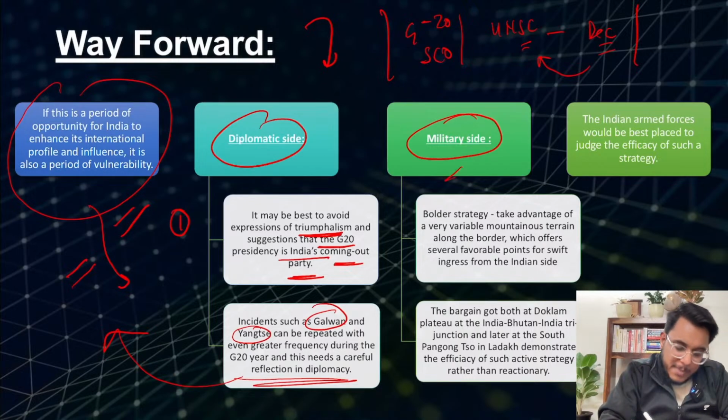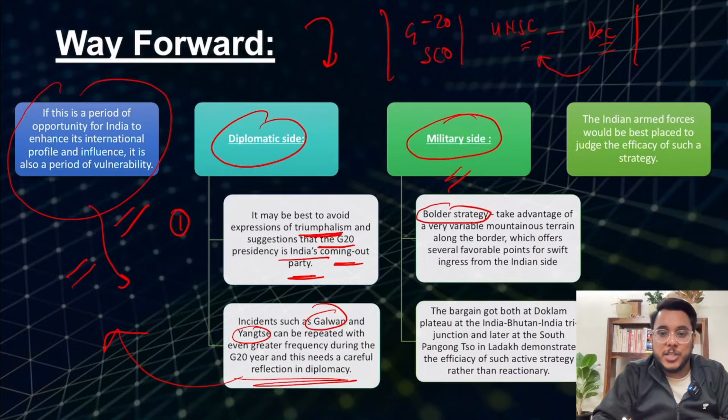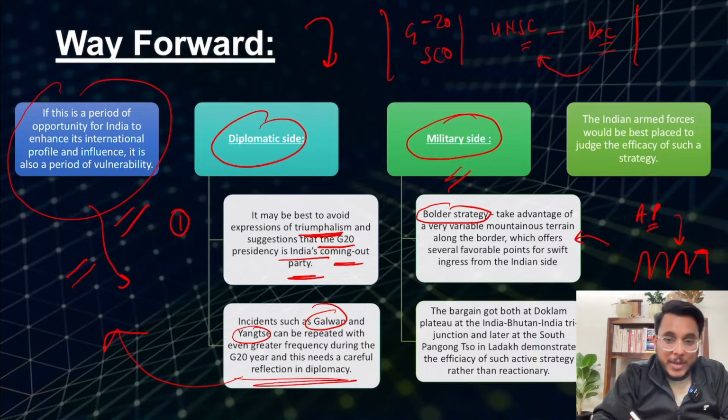Then at the same time, militarily also, we need to design a bolder strategy. Now, guys, understand this thing. Particularly around the Arunachal sector, India has a favorable position, because India has locations which are at height. Okay, so India has the height advantage. Because of the favorable mountain terrain, we have favorable points, and on this particular thing we need to further leverage.